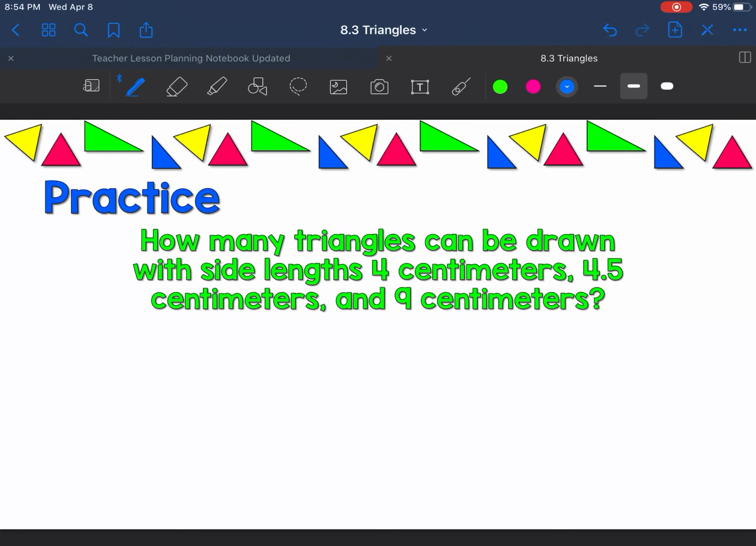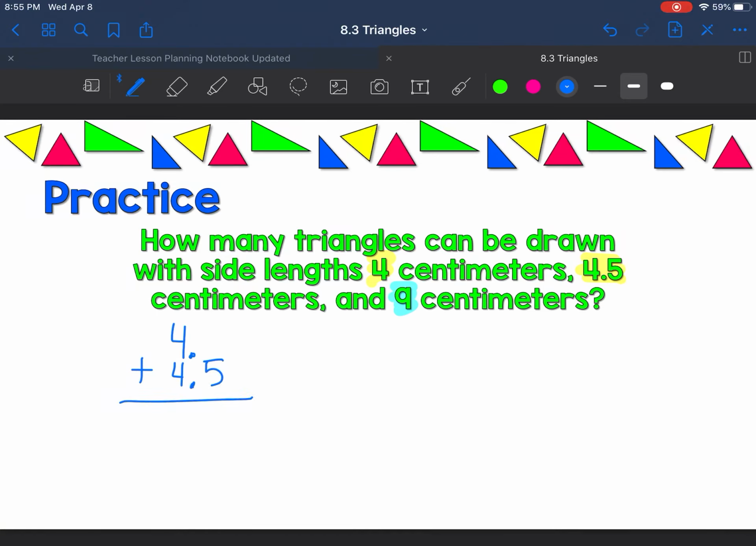So let's take a look at some examples. How many triangles can be drawn with side lengths 4 centimeters, 4.5 centimeters, and 9 centimeters? So the first thing that we need to do is figure out what is our biggest side. I'm looking at 4, 4.5, and 9. So my biggest number is 9. That means I need to add together 4 and 4.5 to see if it is bigger than 9. If it's bigger than 9, it's a triangle. If it's not bigger than 9, it's not a triangle.